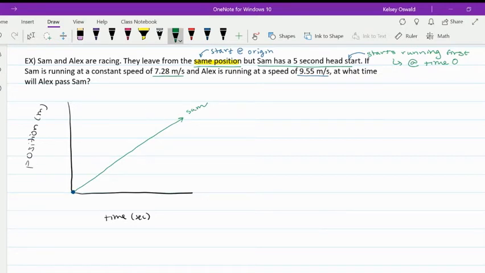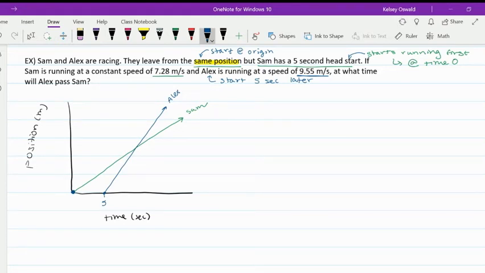Okay. Alex, however, is going to start after Sam. Since Sam had a 5-second head start, Alex is going to start 5 seconds later. So if Sam started at time 0, that means Alex is not going to start until a time of 5 seconds. If you look at this, Alex is running at a quicker speed, so that means their slope is going to be a bit greater. So when we draw this, we want to draw Alex's slope a little bit steeper than Sam's because they're running at a quicker pace.